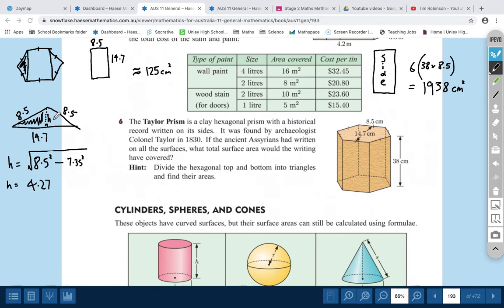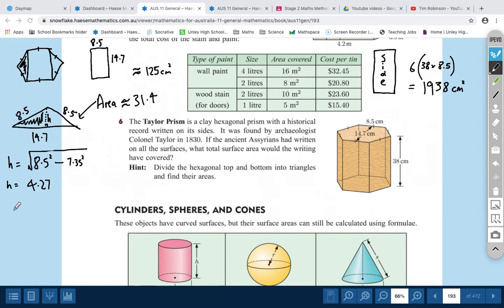It means the area of the triangle would be half of the base, oh yeah, I worked that out before, times that height. So it'd be 7.35 times 4.27, and I'm getting 31.37. Let's make it 31.4, make it approximate. Now, in the hexagon, we had two of those triangles.